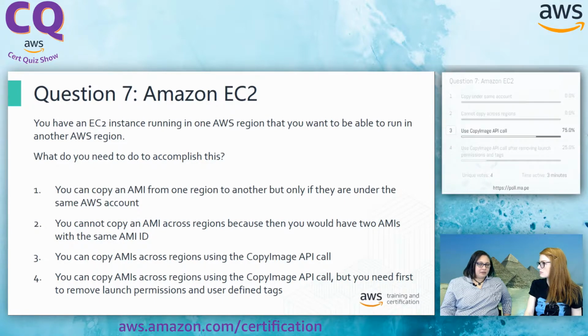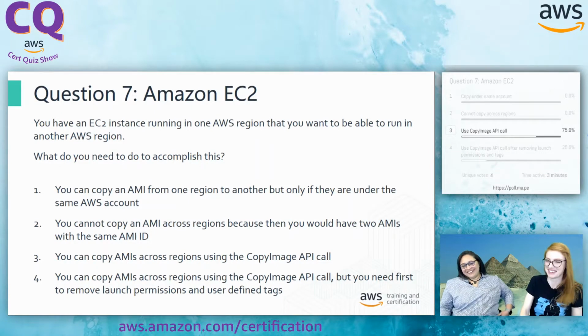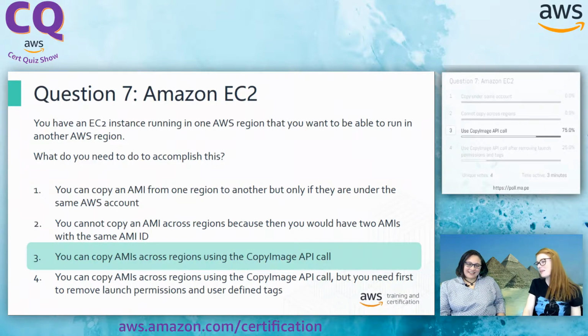I guess the confusion, I haven't seen the poll, but I think the confusion would be number 1, because that wasn't available before that feature came out. Yes, it was actually between 3 and 4. All right, let's reveal the answer. Number 3, it was.